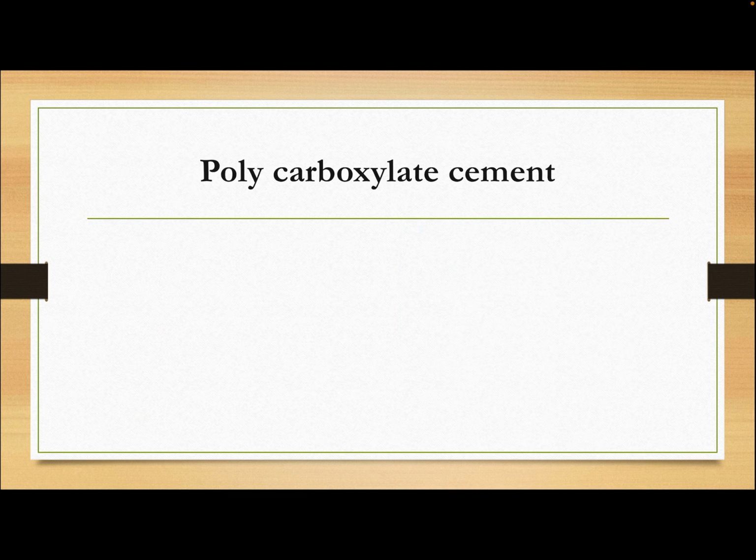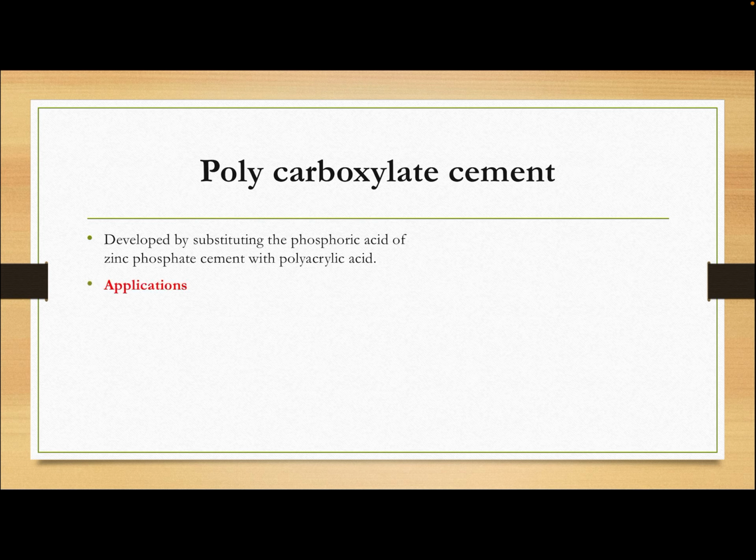The next material of discussion is polycarboxylate cement, which was developed by substituting the phosphoric acid of the zinc phosphate cement with polyacrylic acid. It has very similar applications to those of zinc phosphate, but is primarily used for luting of permanent restorations. It's available as powder and liquid bottles, and as a water-soluble cement.